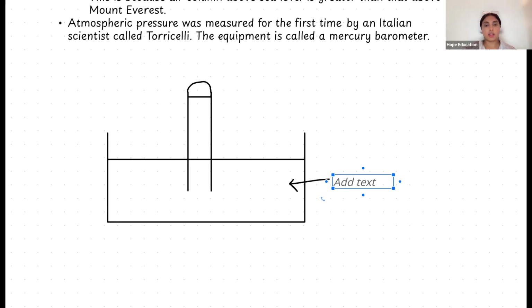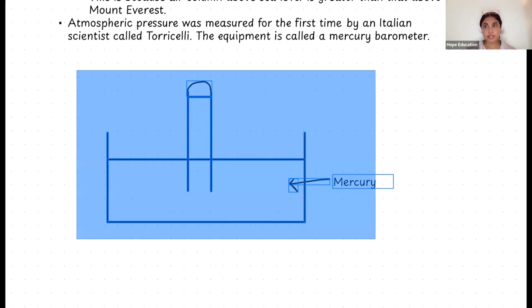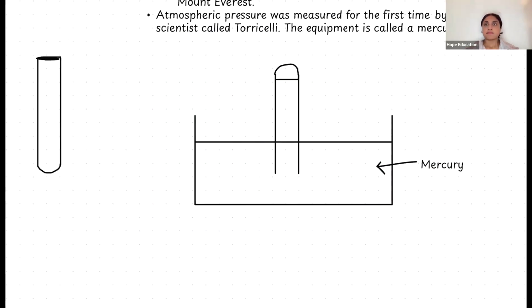This is what we call a mercury barometer. Up to this point, did you understand how the apparatus is built? It's quite simple. We take a large basin, we take a tube, and fill it to the mouth with mercury. We flip it upside down and immerse it into the mercury basin. Some of the mercury in the tube will flow out, the mercury level will go down, and there will be an empty space here. Give a thumbs up, please.